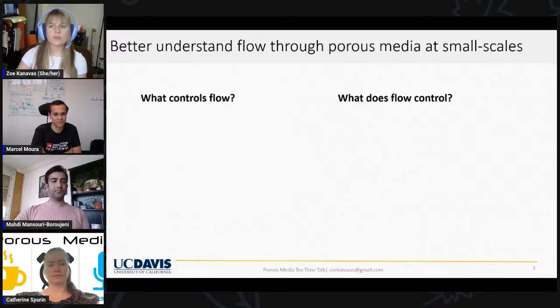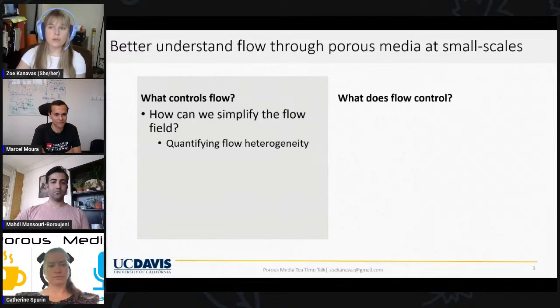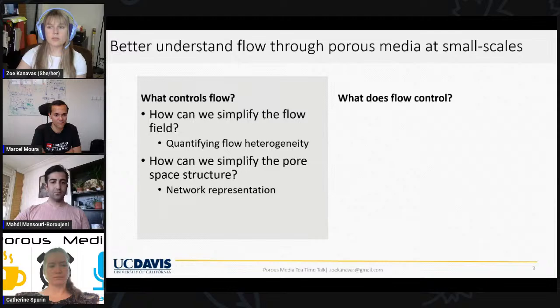To better understand flow through porous media at small scales, my work has generally tackled two major questions. What controls flow, and what does flow control? To talk about what controls flow, we want to make a more direct connection between the flow and structure. And so I first sought to simplify the flow field by quantifying the flow heterogeneity, and to simplify the pore space structure by recasting it into a pore network model via graph theory.